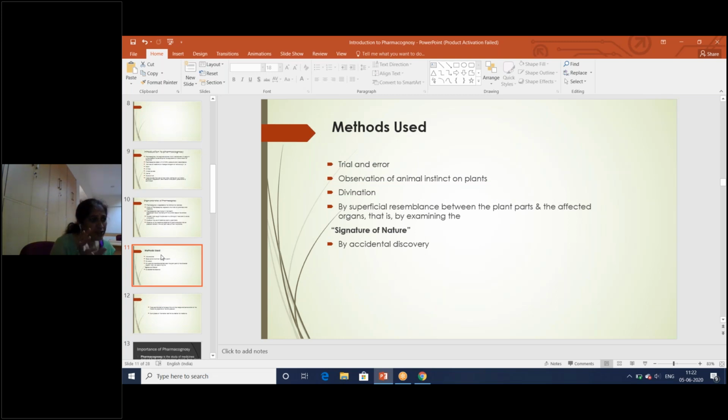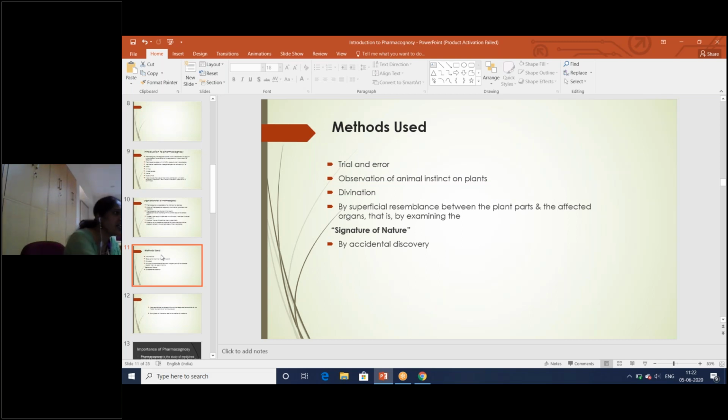So that is one depiction. The part of a plant which depicts. Then they started, probably it looks like a brain, let me use it for the brain. It looks like a liver, let me use it for the liver. And just like that, Rakta Chandana, probably something which enhances the skin complexion. They started like that, that is the signature of nature.